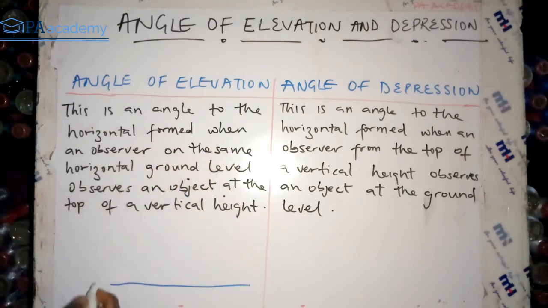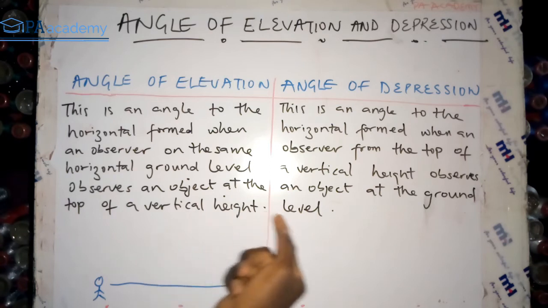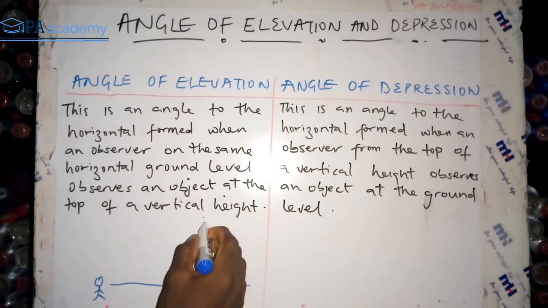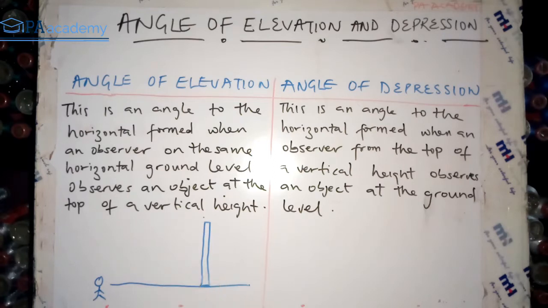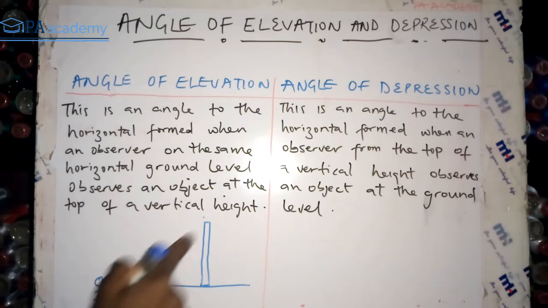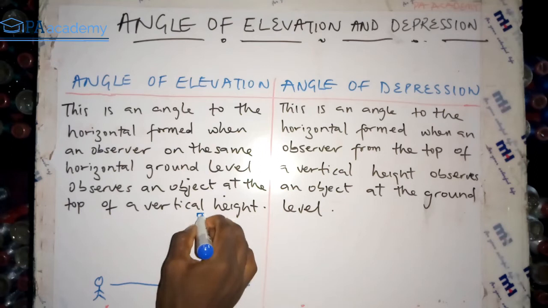So now let's put our observer here. Now this is our observer on the same horizontal ground level. It says observes an object at the top of a vertical height. So now let's bring our vertical height. Let's take our vertical height to be a pole, let's use it as a vertical height. And it said observes an object at the top of a vertical height. So at this top, let's assume the object at the top is a box.